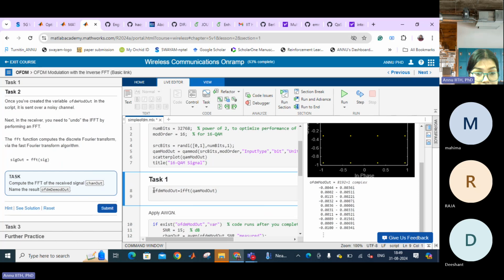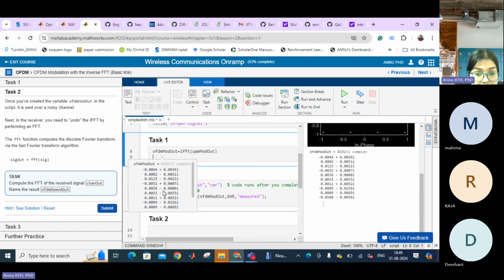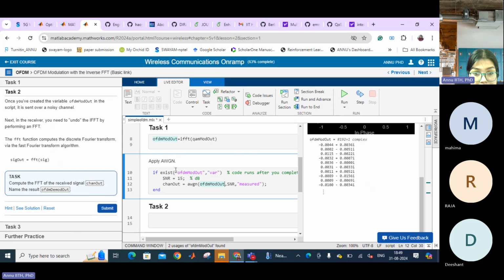So chan out again. By default, it is showing chan out because we have created it ourselves. If it is variable, then SNR is 15 and the channel is AWGN. Here we didn't add the multipath component, just the AWGN, OFDM out. This is the output with an SNR of 15 dB, and it is measured because we are providing the value of 15. We saw this in the previous classes. That's not a problem. So again, OFDM demod is equal to chan out. We are simulating the receiver part.